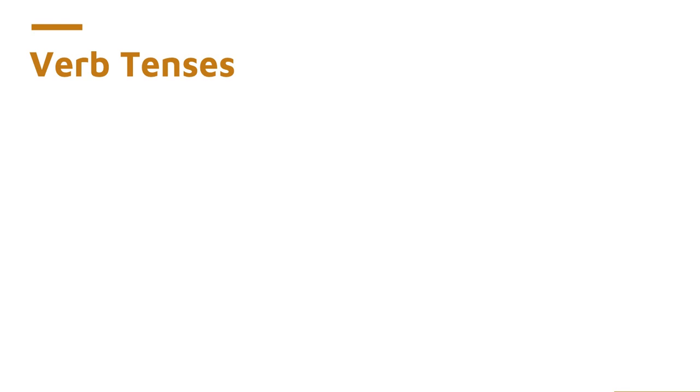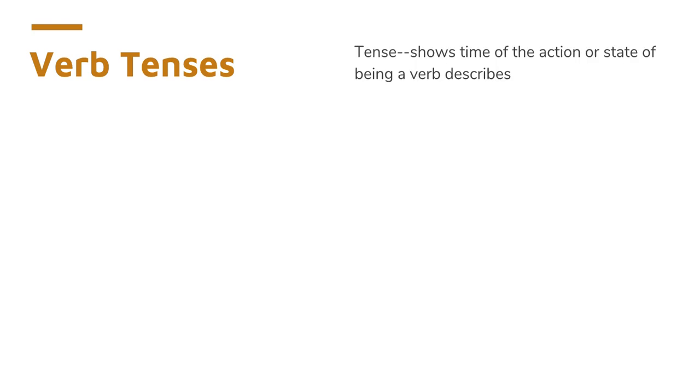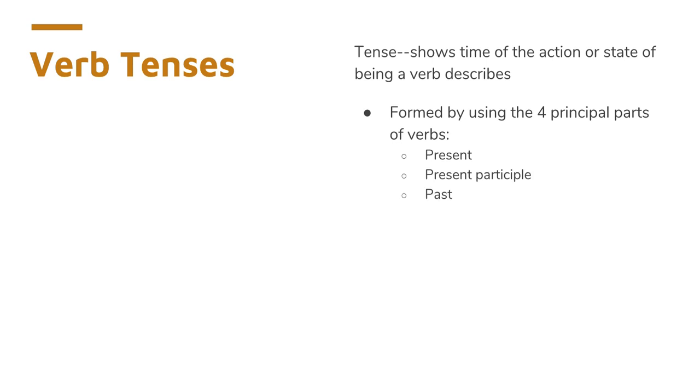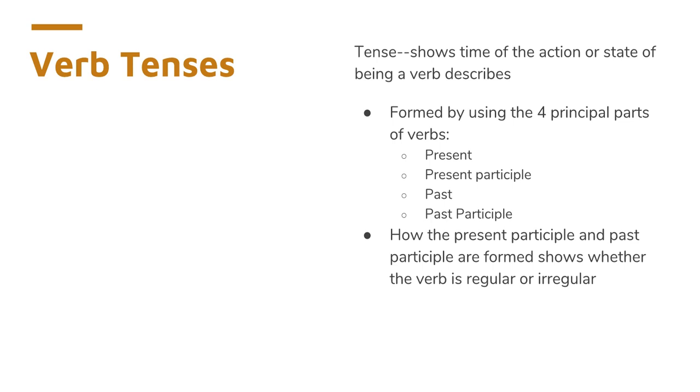Verb tenses are quite simply the part of the verb that show the time that the action or the state of being describes. They're formed by using the four principal parts of verbs, namely present, present participle, past, and past participle. How the present participle and past participle are formed shows whether or not a verb is irregular. And all of these things work together to form verb tense.